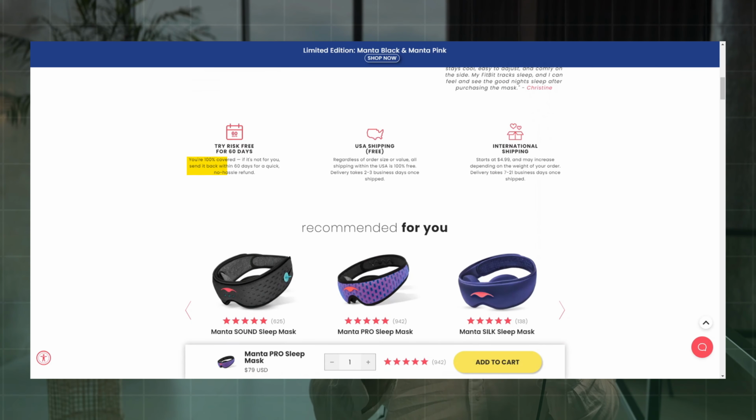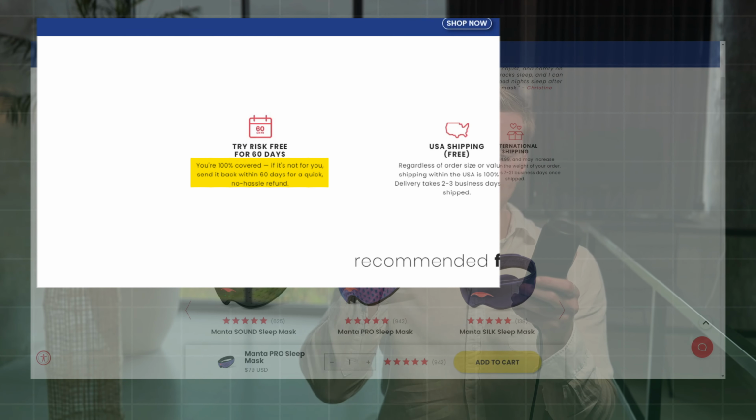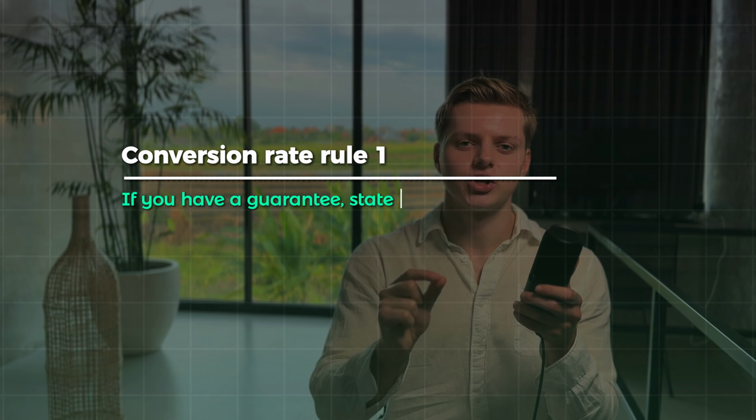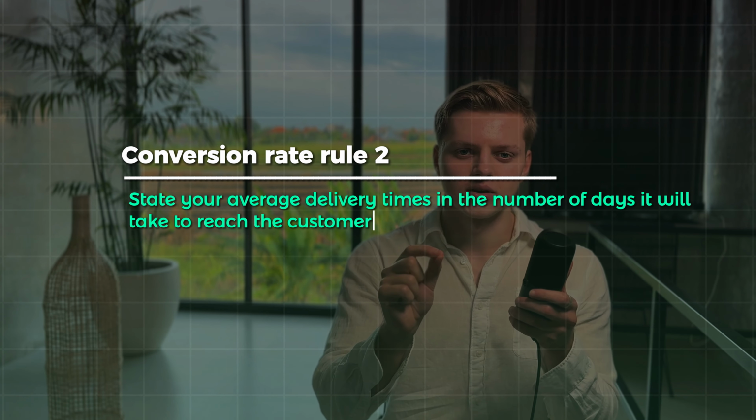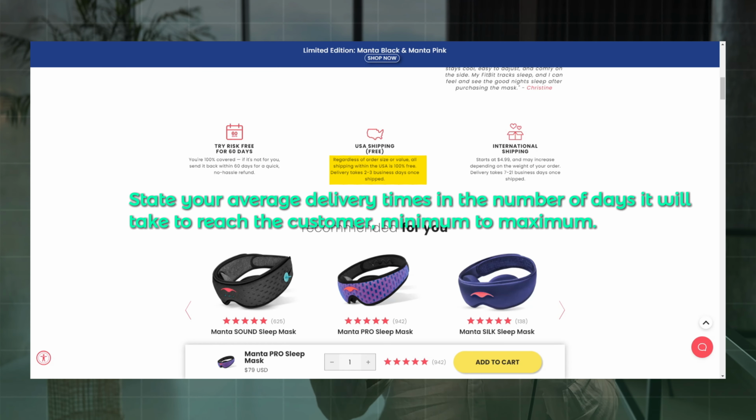And this is a specific point because it's so common and it's such a deal breaker. The rule you should follow is that if you have a guarantee, state it clearly and concisely in a way which can't be misunderstood, in one single sentence. And if you know your delivery times, state your average delivery times in the number of days. So not any vague estimates, state the actual number of days, minimum to maximum, in which they can receive the product.